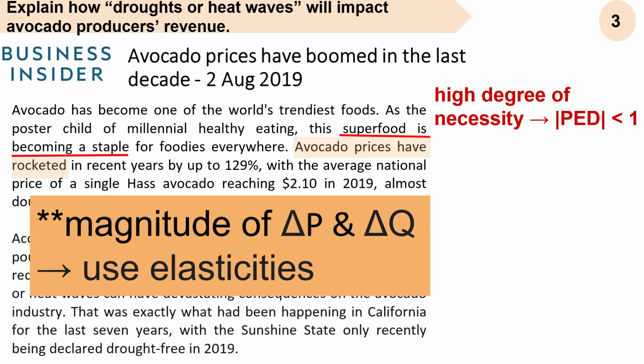So if the question is asking, can you explain the changes? Why is there a sharp increase in price? Why is there like record-breaking prices? All of this is trying to hint to you that you not only need to tell me that prices increase, you also need to explain to me why prices have increased so much. And that's where you bring in your elasticity concepts.